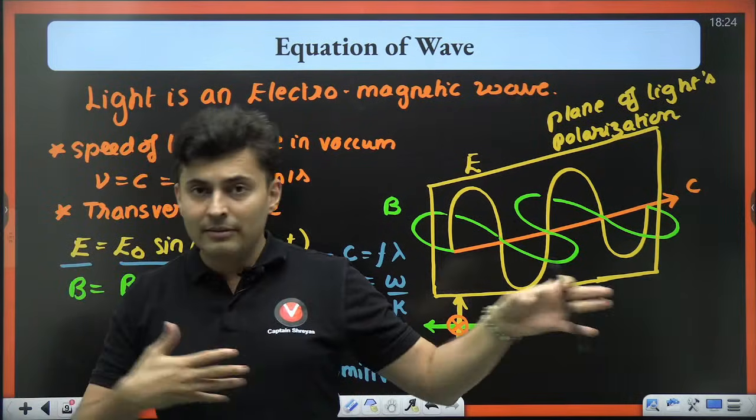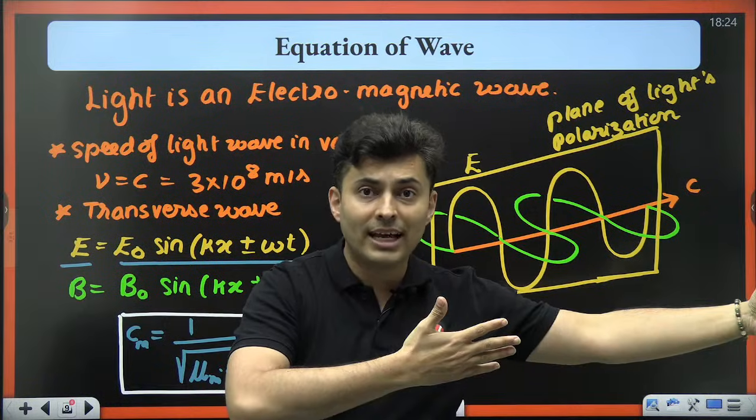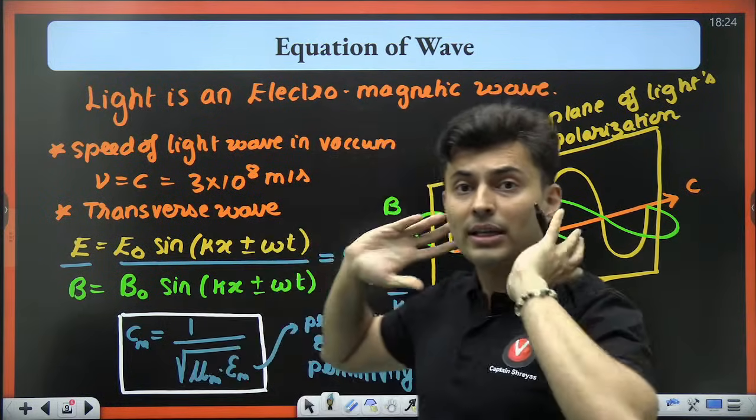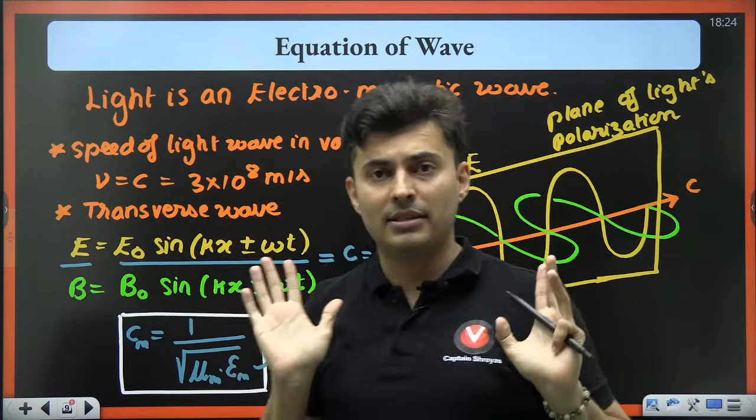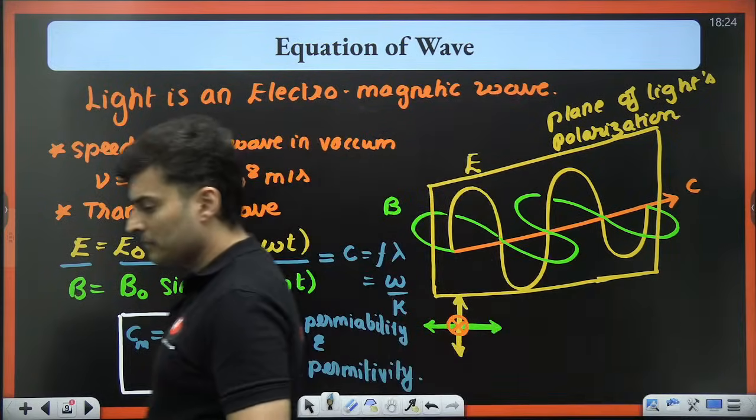Yes. So Arvind, when to take positive, negative? See where the wave is going, Arvind. If it is going on the positive side of the axis, use minus. If it is going on the negative side of the axis, then use plus. Okay, Arvind, I hope that is clear.